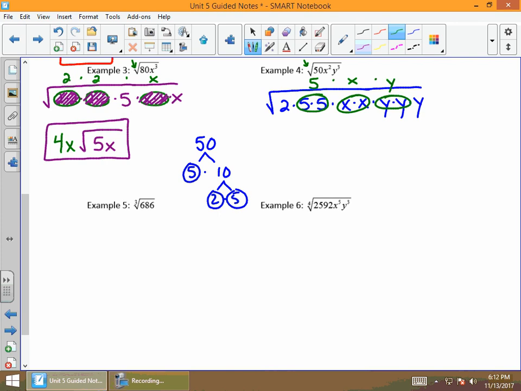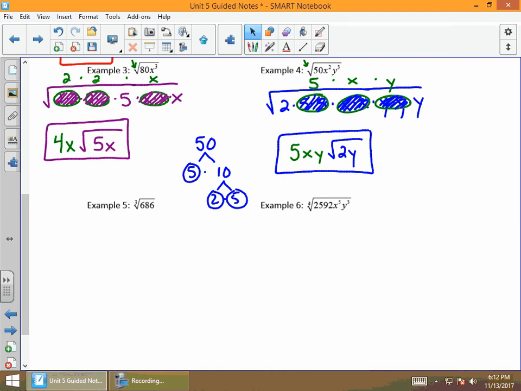So what has made it out? 5xy. What is still inside the radical? Well, the 5's are gone, the x's are gone, the y's are gone. I'm just left with 2 times a y, so 2y. So simplifying radical 50x squared y cubed would be 5xy, radical 2y.